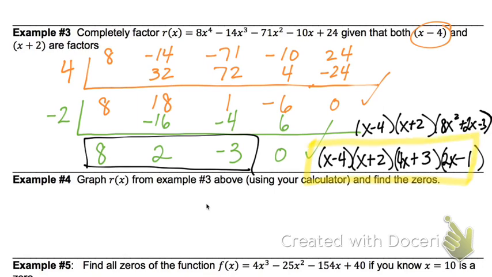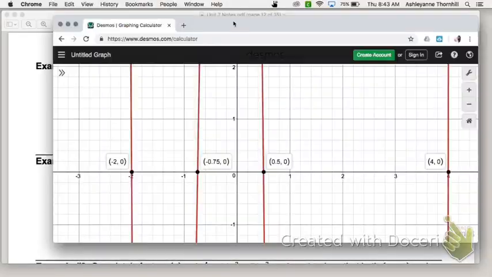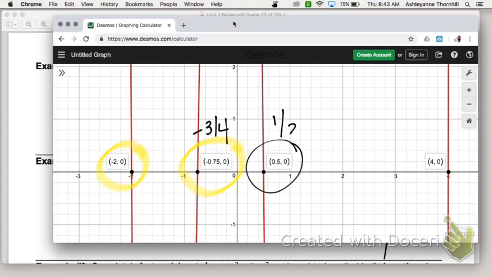Okay, what I want you to do now is get your calculator, and I want you to graph this r of x right here. And you can just use the standard window. And here are my zeros. So I have zeros at negative 2, negative 0.75, which is the same as saying negative 3/4, right? 0.5, which is 1/2, and 4.